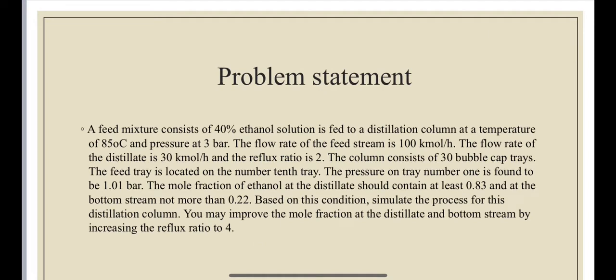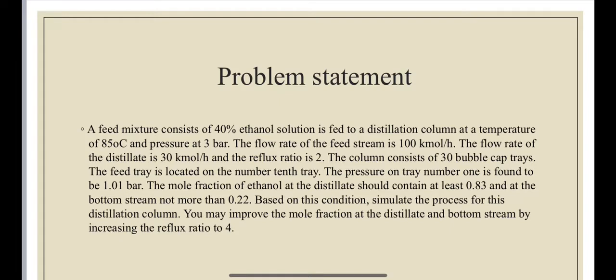So this is the problem statement for our Aspen simulation. A feed mixture consists of 40% ethanol solution is fed to a distillation column at a temperature of 85 degrees C and pressure at 3 bar. The flow rate of the feed stream is 100 kmol per hour. The flow rate of the distillate is 30 kmol per hour and the reflux ratio is 2. The column consists of 30 bubble cap trays.